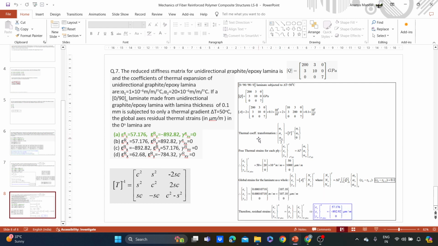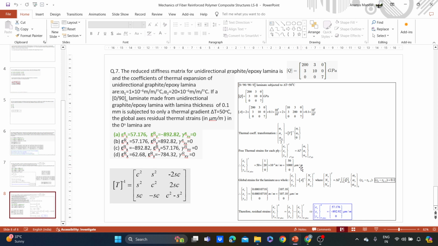First will be transforming the thermal coefficients from the global axis to the principal axis, that is alpha x to alpha 1, and so on. Then find the free thermal strain of each ply. That will be equal to the temperature change times the coefficients alpha x, alpha y, alpha xy. Now you got the thermal strain of each ply.